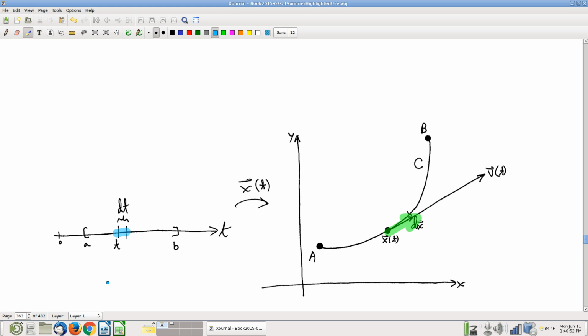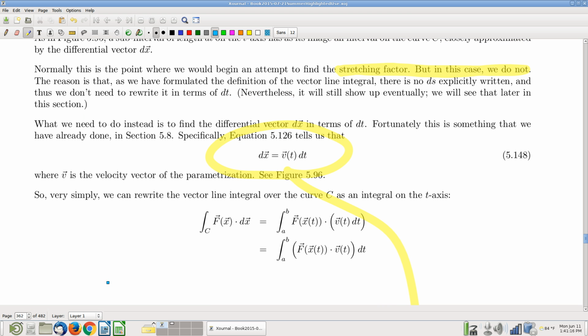Okay, now here's our current situation. I want to know not the size of this piece. I want to know that vector. I want to know the dx vector itself, not the size of it. The size is not good enough. I need to know both the size and the direction. So I need the vector dx itself. Well, good news, I already have a formula for the dx vector. We computed this when we were doing scalar line integrals.